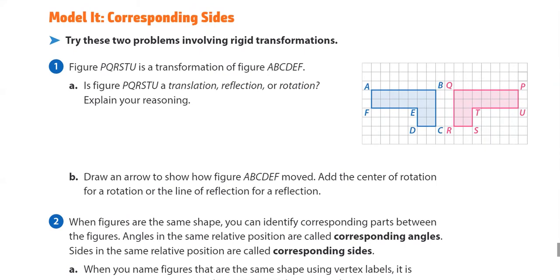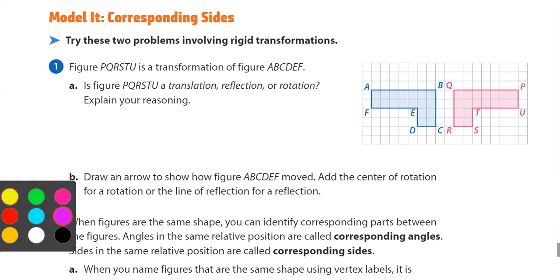So the first thing we're going to do, we're looking at these two figures, and they've got big old long names, but it's PQRSTU, and it's a transformation of this figure. So this pink one's the image, blue one's the original. So we need to figure out, is this image a translation, reflection, or a rotation? And we're going to explain our reasoning here. I'm going to use my purple pen.